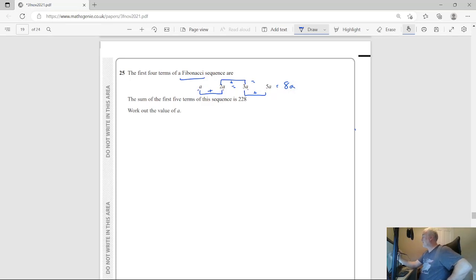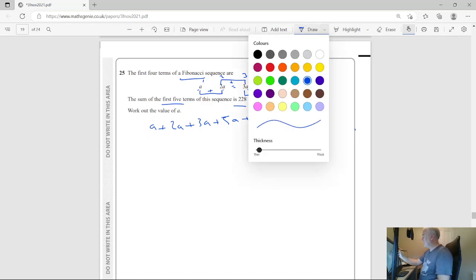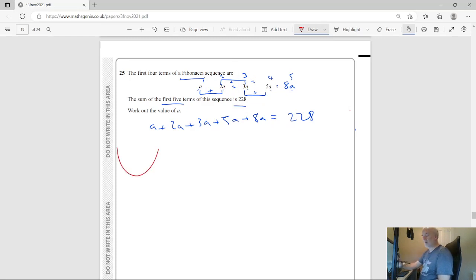So we've got 1, 2, 3, 4, 5: first, second, third, fourth, fifth term. Because it says the first five terms of this sequence equal 228. So I've got A plus 2A plus 3A plus 5A plus 8A equals 228. Now, because we've got all the same letter, we're just going to put them all in a bowl and see how many we've got. We've got 1A, then we add 2A, so that gives us 3. Then we add another 3A, that gives us 6. We add another 5A, that gives us 11. And then we add another 8A. 11 plus 8 gives me 19 lots of A.